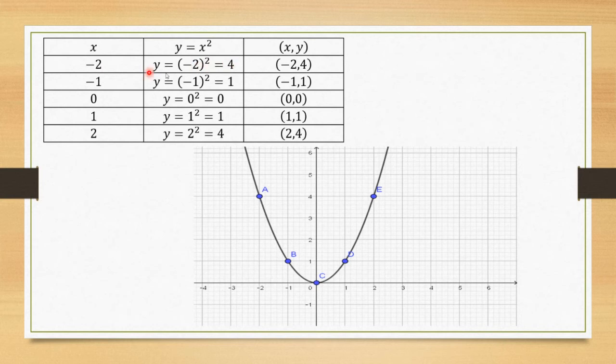So what is this saying? When x is -2, y is 4. So from here, we get this. So this is a solution to this equation. And so this point is on the graph. I mean, the graph I actually do have down here. And you could see that -2, 4 is on the graph, right? That's actually point A.